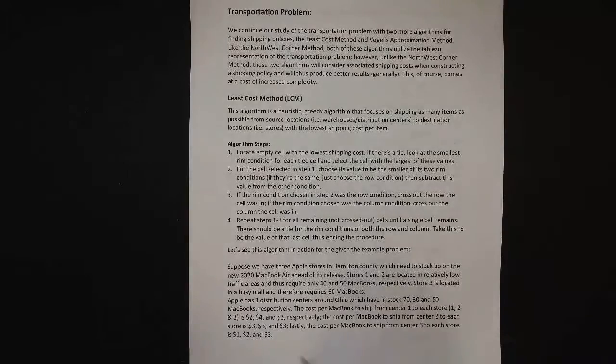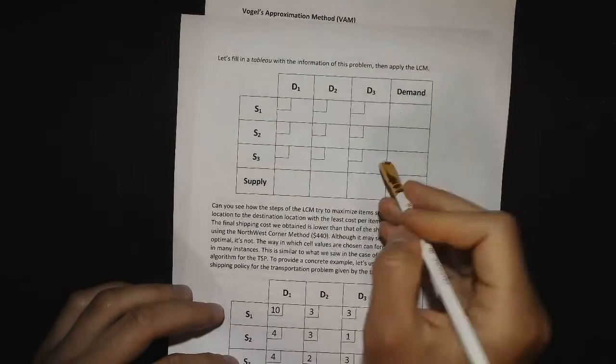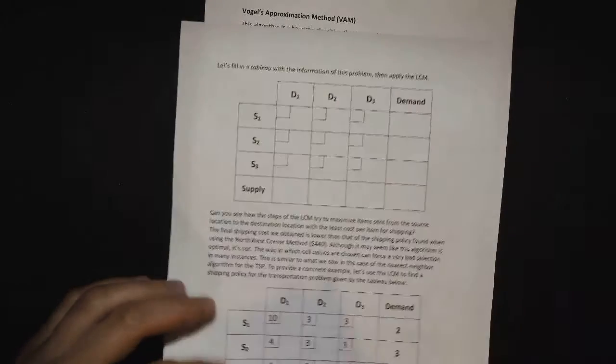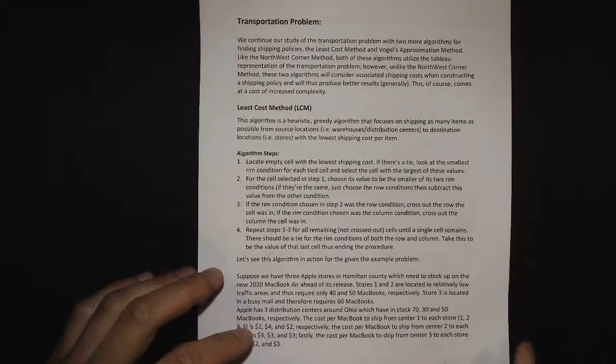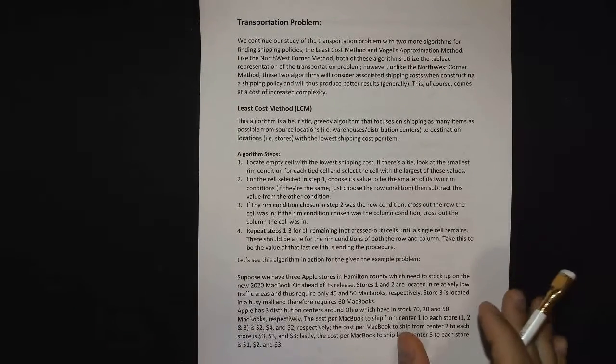Step two, for that cell selected in the previous step, we choose its value, what we put in the main part of the cell here. This is the shipping cost associated with that cell. This is the main value, and these were the rim conditions for this particular cell. If that's unclear to you, then I suggest you go back and watch one of the two previous videos, either the northwest corner method video or the introduction video. I think I discussed it in both of those.